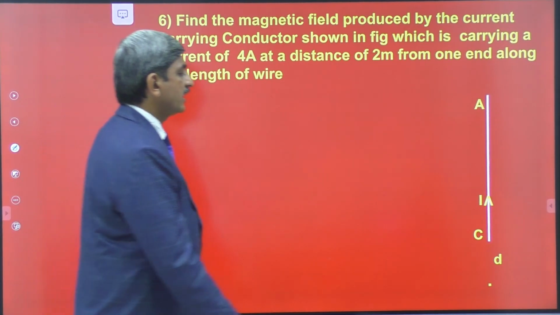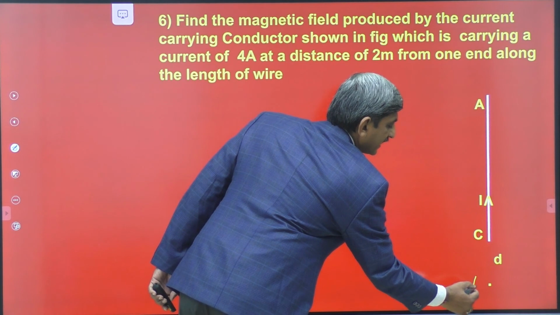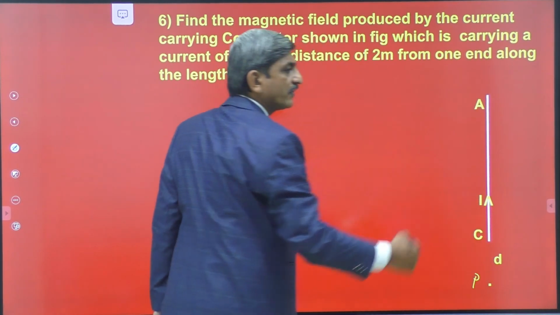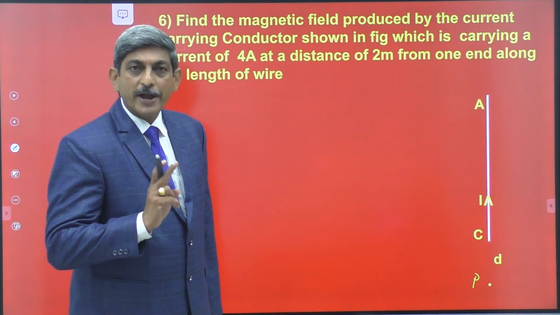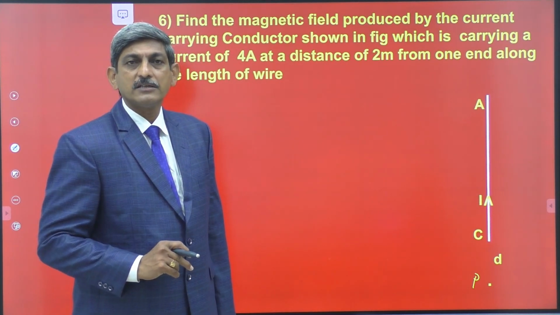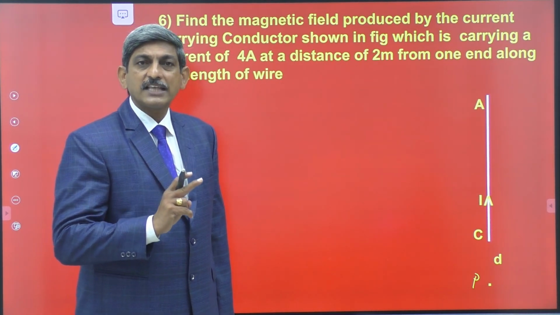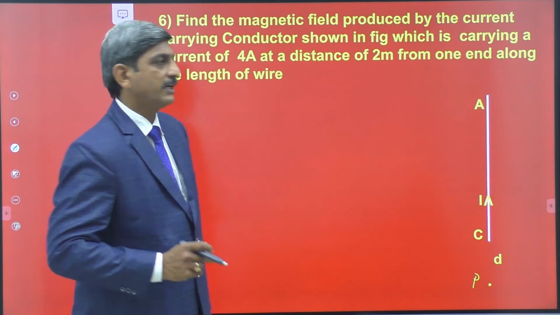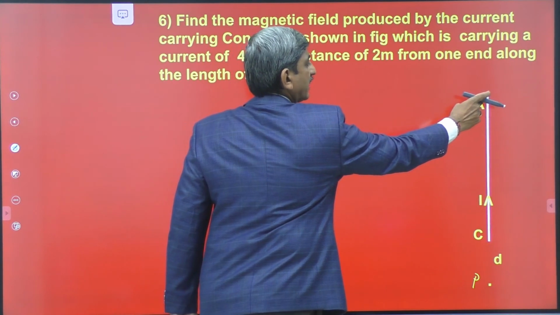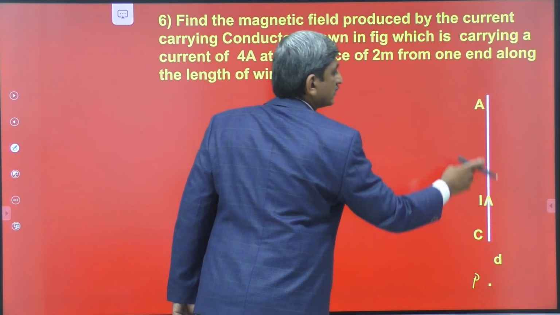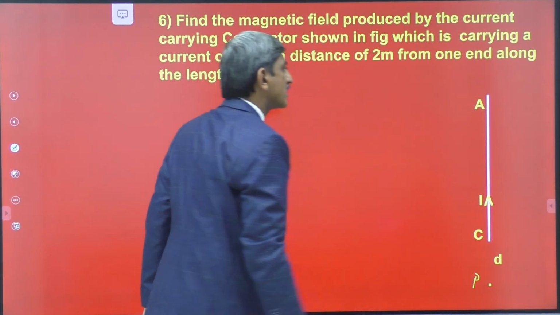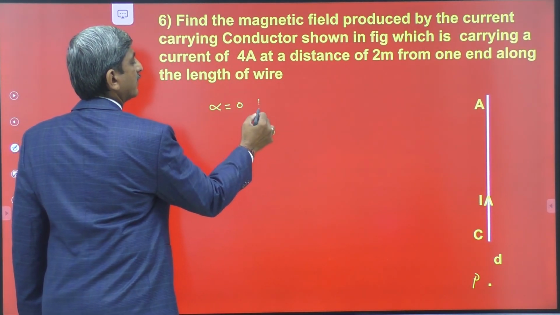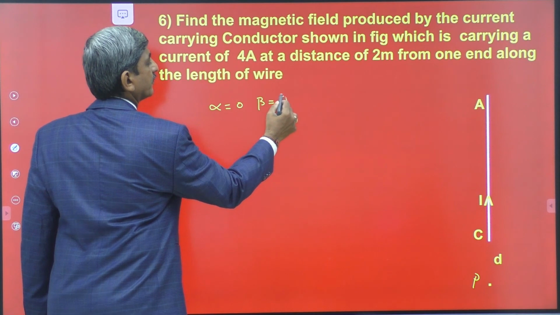See this problem here. The point P is at a distance D from one end and the point is located along the length of the wire. When the point is located along the length of the wire, my question is, what is the elevated angle of the top end and what is the elevated angle of the bottom end? Here, the elevated angle of the top end is equal to 0. The elevated angle of the bottom end is also equal to 0. That means alpha is equal to 0 and beta is also equal to 0.